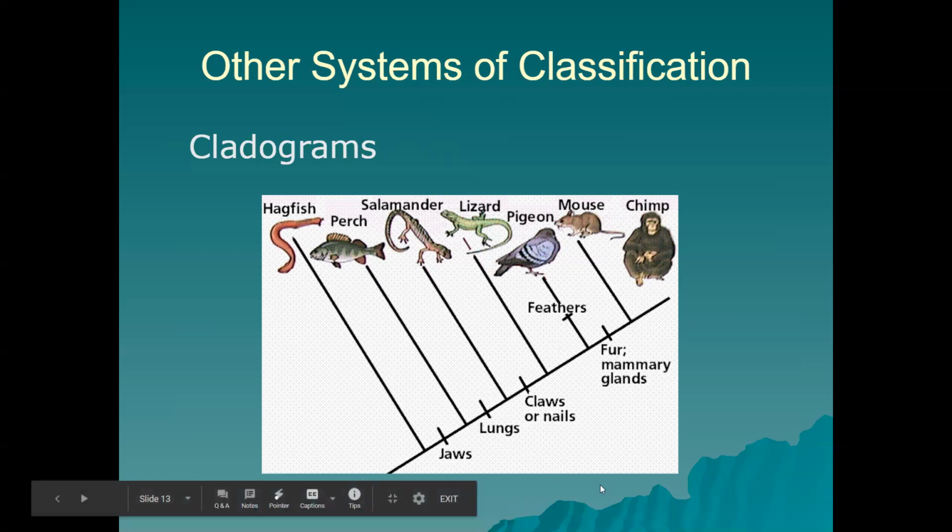So like I said, this is a real quick look through of taxonomy, looking at how we actually classify organisms. And so let me pause this for a second.